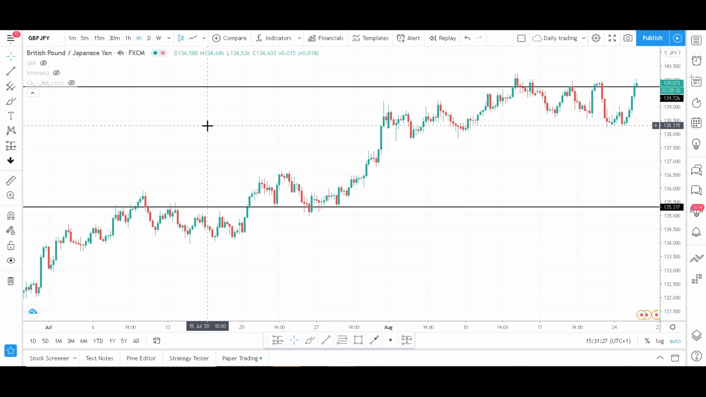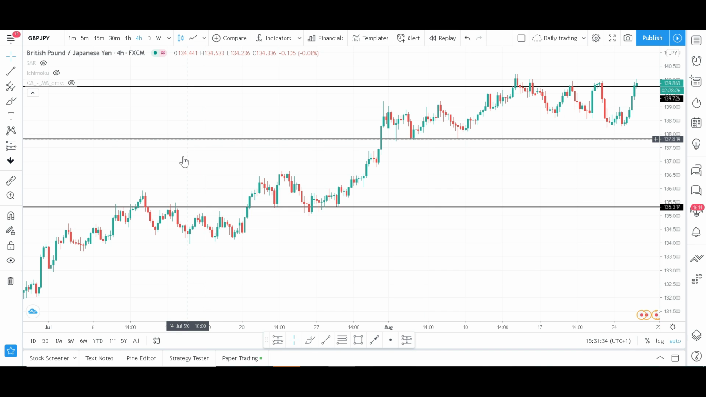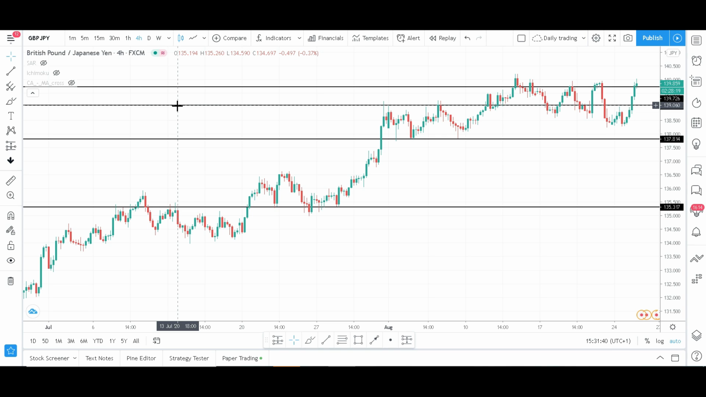The pound-yen is almost synonymous with volatility in the Forex market. It has earned multiple nicknames such as the Beast and the Evil. I personally call it Mr. Volatility. Let me know in the comments section which pair deserves to be called Ms. Volatility.